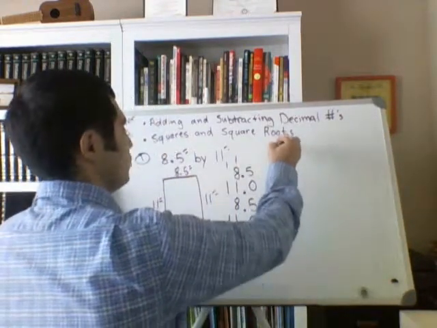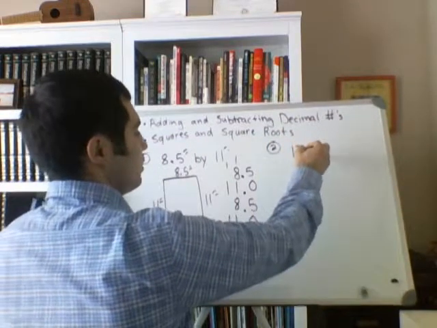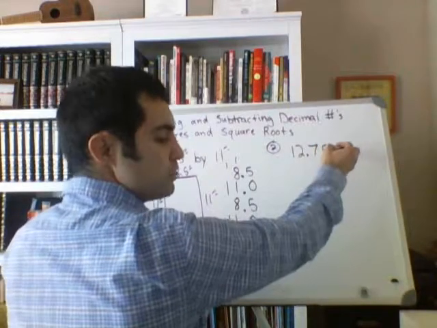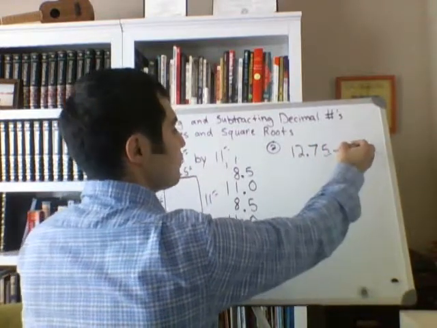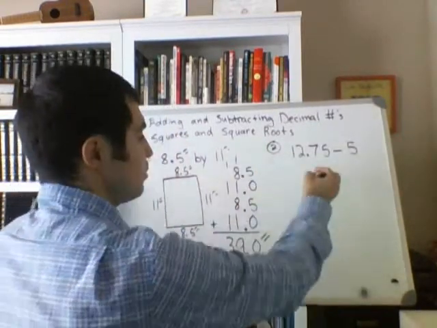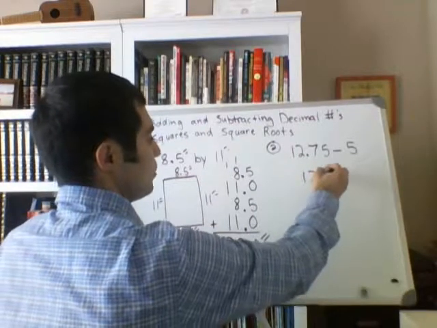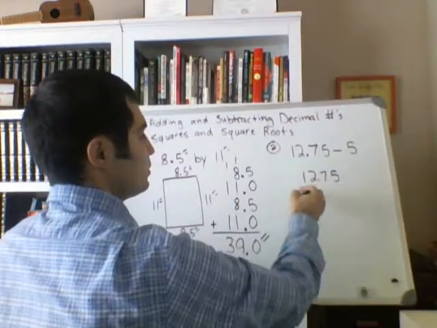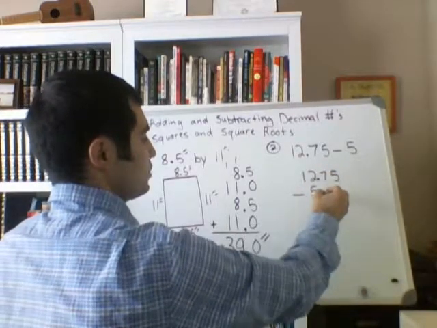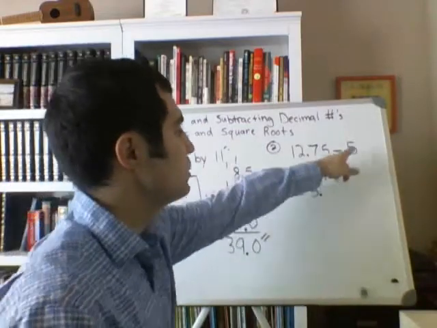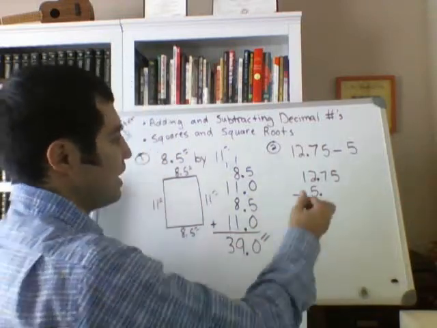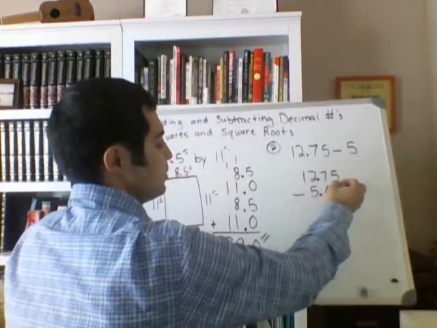Let's just do what they have in the book. 12.75, and they want you to subtract 5 from that. So rewrite it up and down. This is important. I'm going to take 12.75, and you want to subtract 5. Decimal points are lined up. Remember, 5 is in the 1 spot, and so directly to the right of the 1 spot is a decimal point.